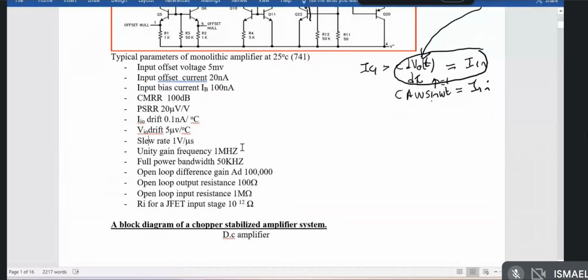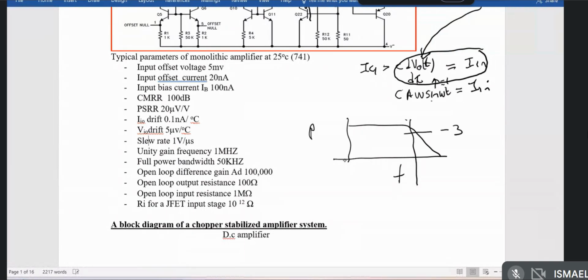And of course, there's the unity gain frequency, which is the frequency at which the gain is 1. Then there's the full power bandwidth, which in this case is 50 kilohertz. If you plot frequency against power output, you get a curve like that. The frequency at which the power output falls by 3 dB, or power falls by half, or output voltage falls by root 2, is referred to as the full power bandwidth. Even that one is a function of the slew rate.